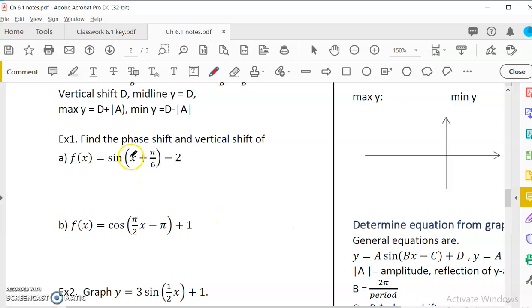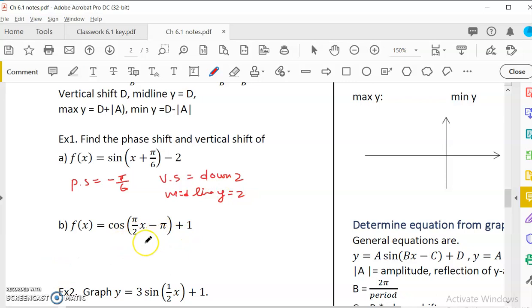So I have b equals 1. What is the phase shift? Phase shift would equal just negative pi over 6, because it has to be a negative. If it's positive, that means you flip it over. So that means left pi over 6. And what is the vertical shift? Vertical shift is down 2, right? So you have a new midline. The midline is y equals -2.